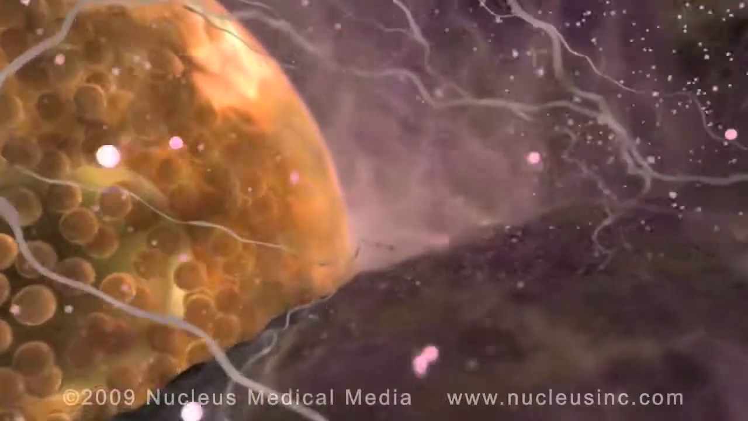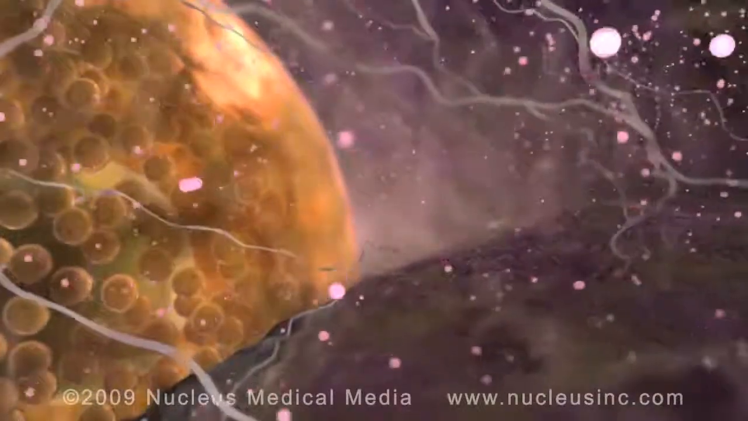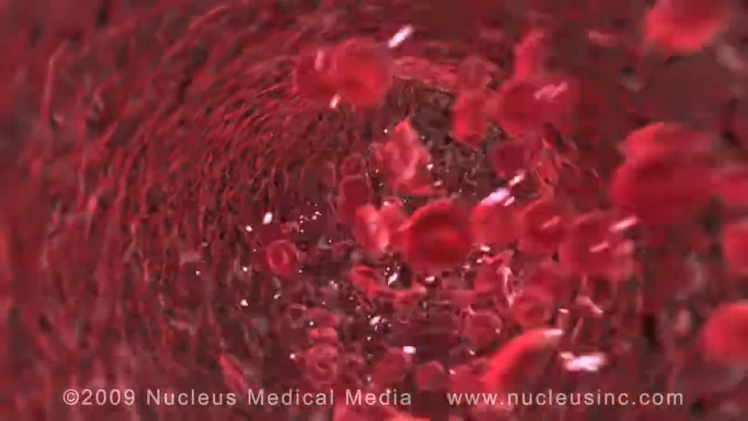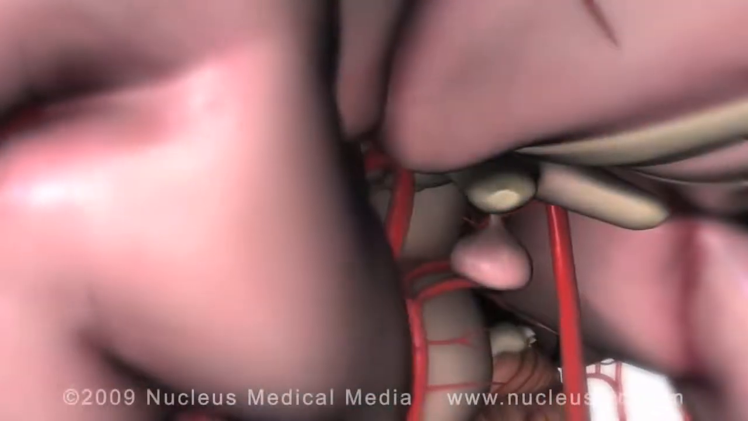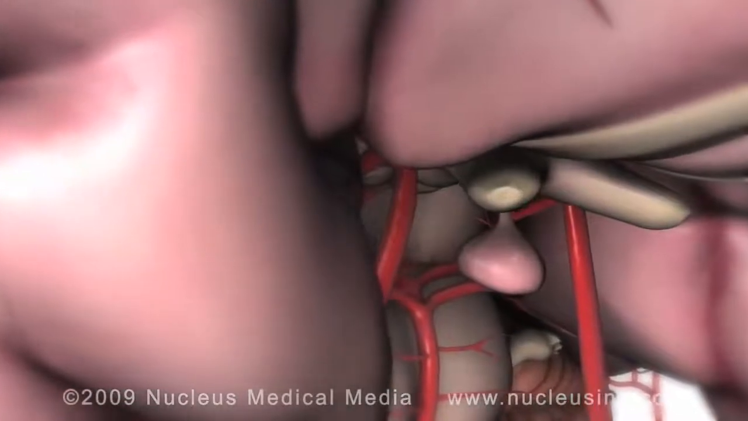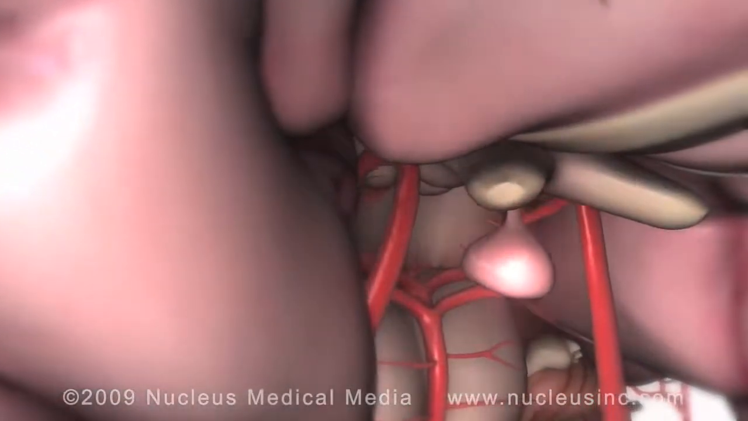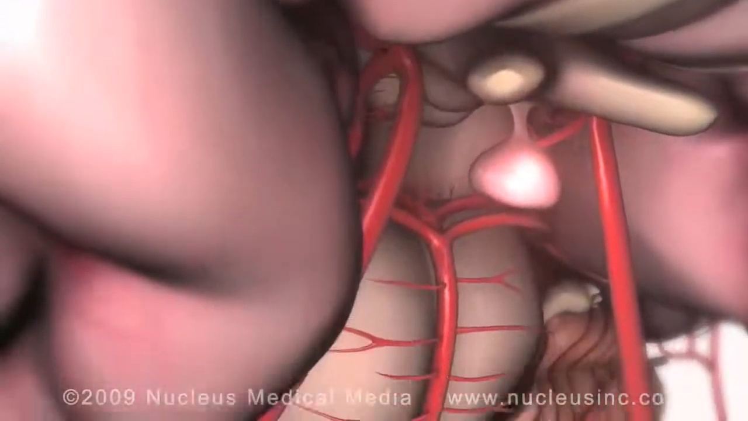Around day 12, the follicle secretes a large amount of estrogen into the bloodstream. When the estrogen reaches the hypothalamus and the pituitary gland in the brain, the anterior, or front, part of the pituitary gland releases a huge surge of luteinizing hormone into the bloodstream.